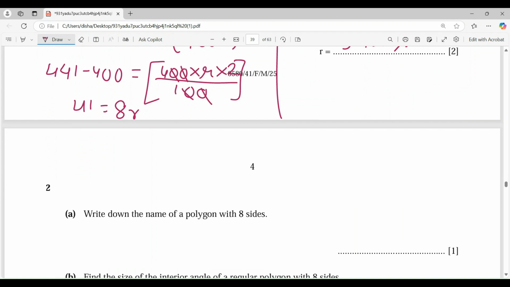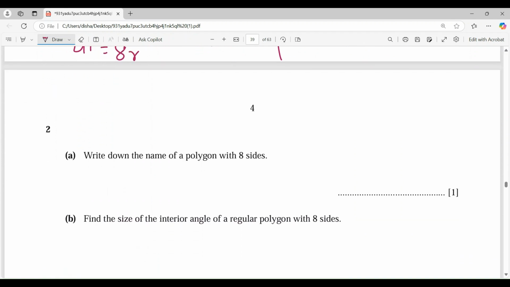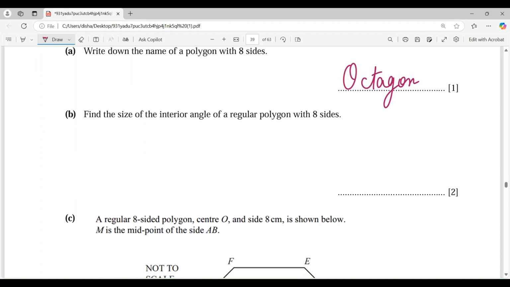Now next we have: write down the name of a polygon with 8 sides, and that is an octagon. An octagon has 8 sides, a hexagon has 6 sides, a heptagon has 7 sides. Now next we have: find the size of the interior angle of a regular polygon with 8 sides.